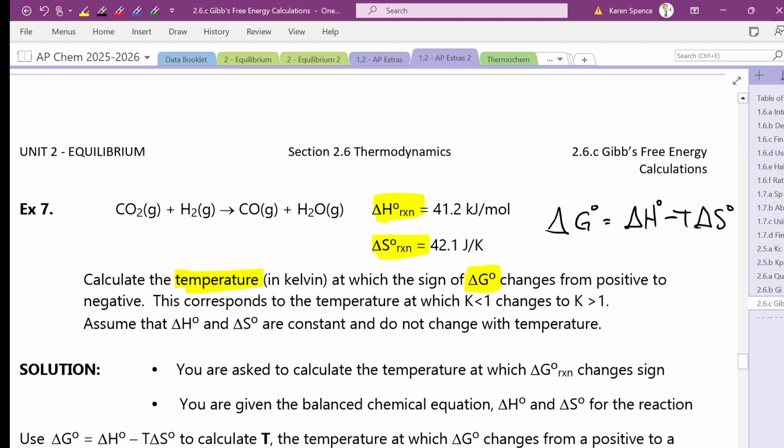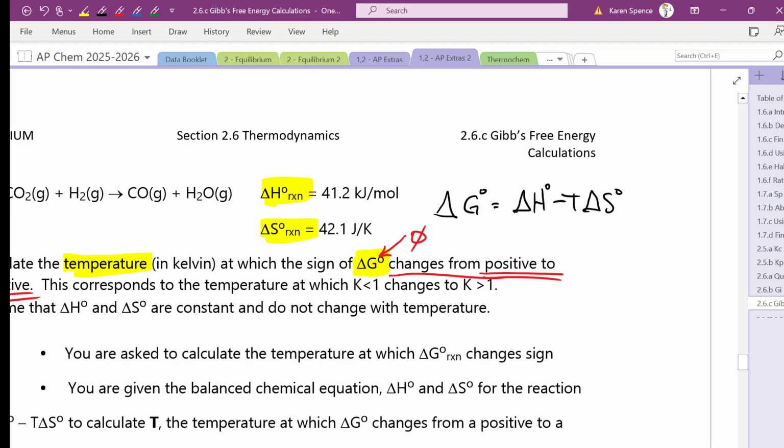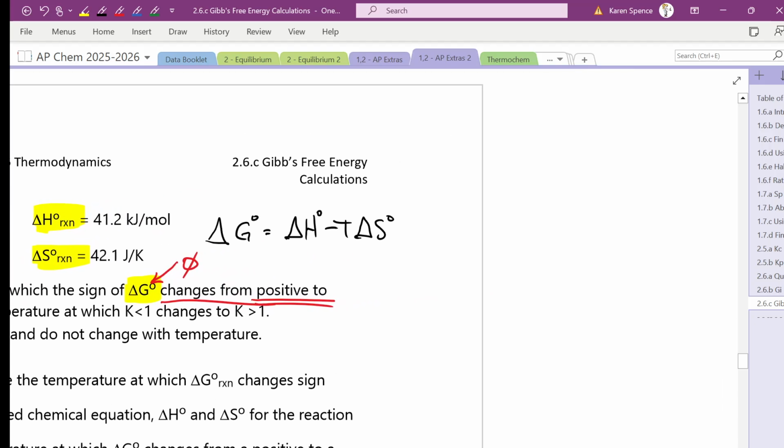Now, delta G is changing from positive to negative. What does that tell us about delta G? What do we know about delta G when it changes from positive to negative? It is 0. Okay, so when delta G changes from positive to negative, that means that delta G is 0. So we are simply going to take this equation and throw in everything. Okay, so I'm going to take delta G is equal to 0.